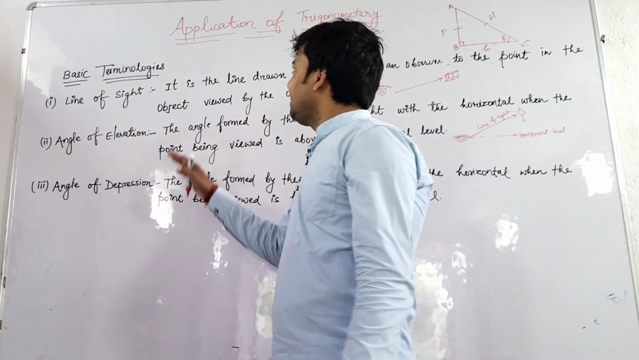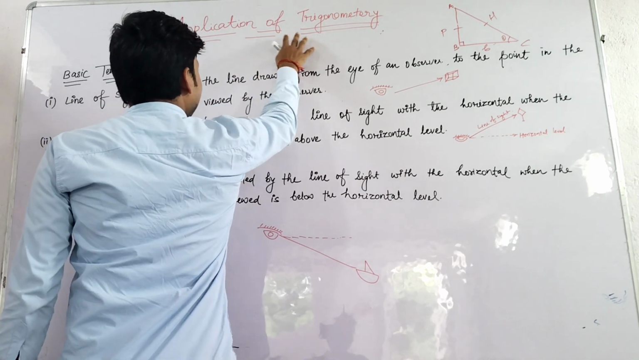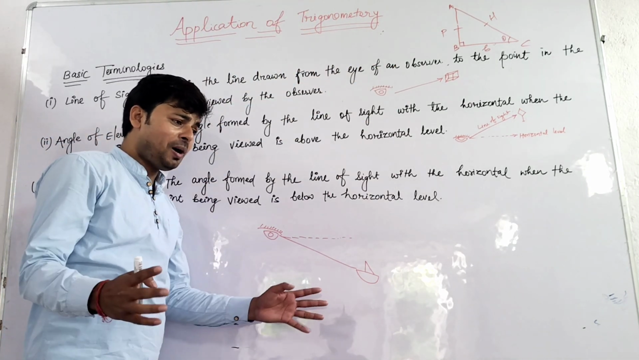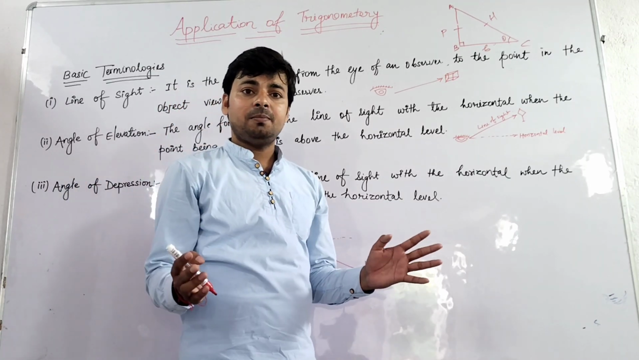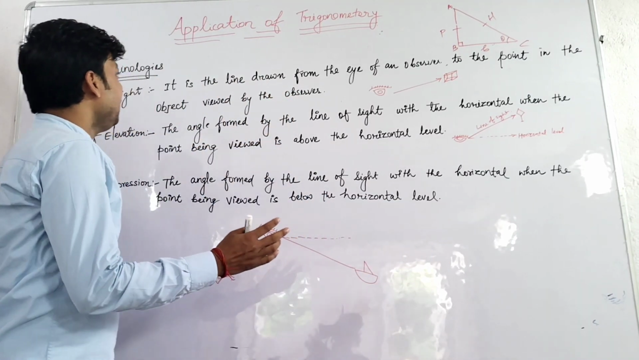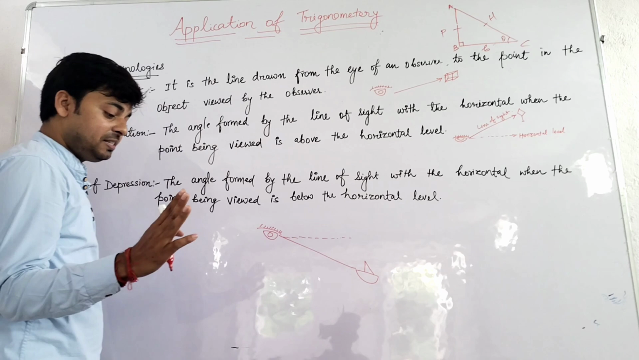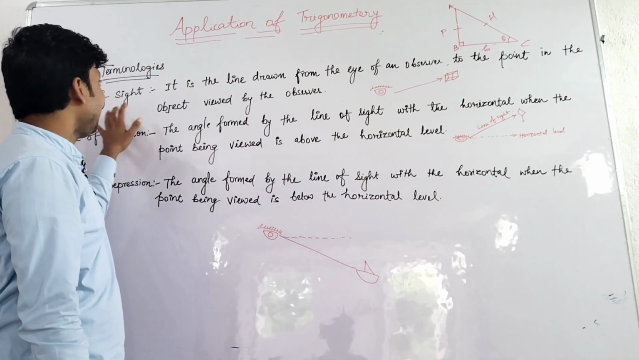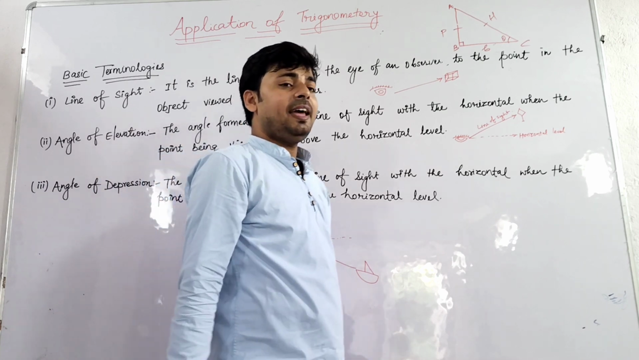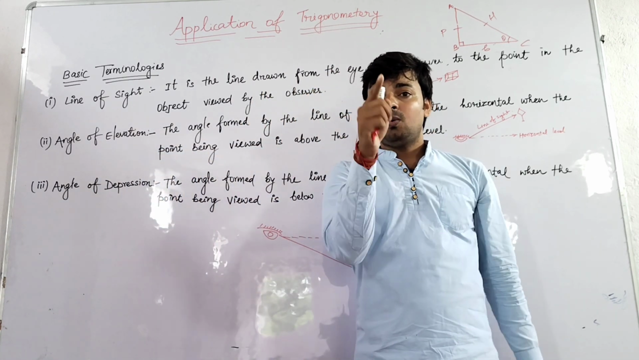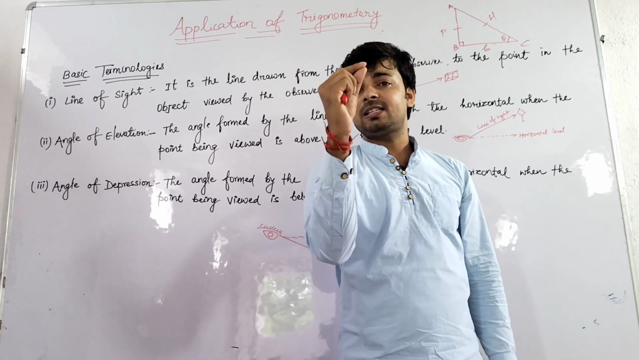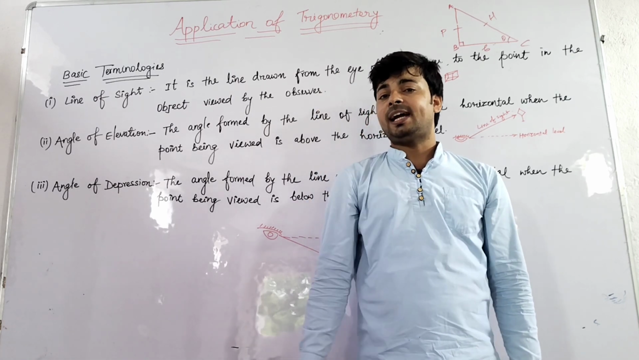So to understand the application of trigonometry, or to find out the height of Charminar, there are 3 basic terminologies we have to understand. The first one is the line of sight. What is line of sight? Actually, right now I'm watching the lens of this camera. So this line is called the line of sight.